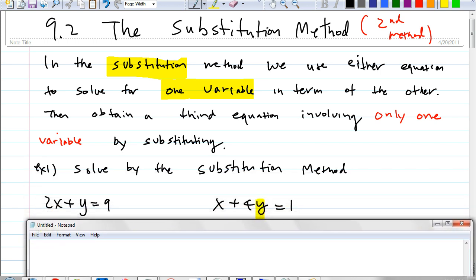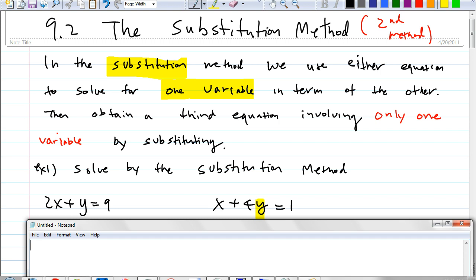So look at example 1. It's going to ask you to solve by the substitution method. And here's my first example. As you can see, look at what it says. In the substitution method, we use either equation. So which one should I use, the first one or the second one, to solve for one variable? We could use the first one. We could use the second one, it doesn't matter. So let's use the first one. How do I solve for one variable? Which one would you like to solve for, X or Y? Y. Why? How come you don't want to solve for X? You could, but why is solving for Y better?